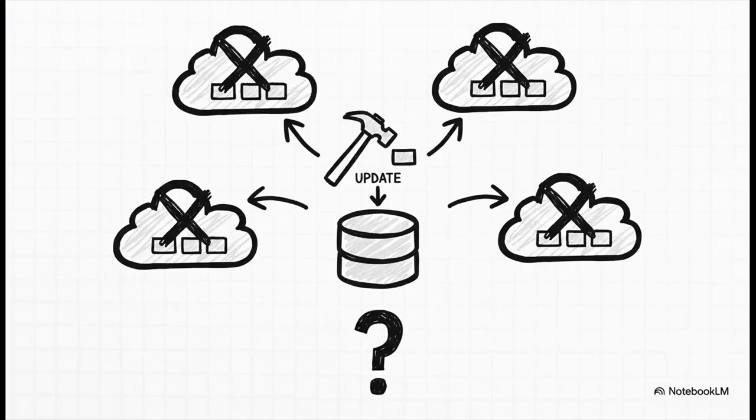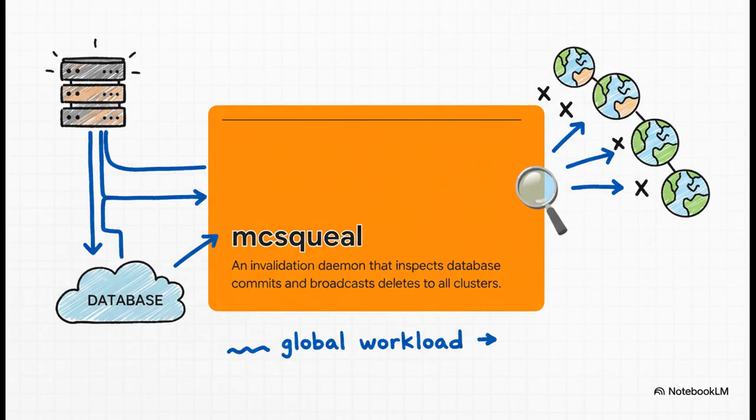You have data being cached in all these different separate clusters, but they're all reading from the same group of databases. So when a piece of data gets updated in the database, how do you make absolutely sure you delete the old, stale copy from every single one of those clusters? They built the tool for this with a fantastic name, mcsqueal.